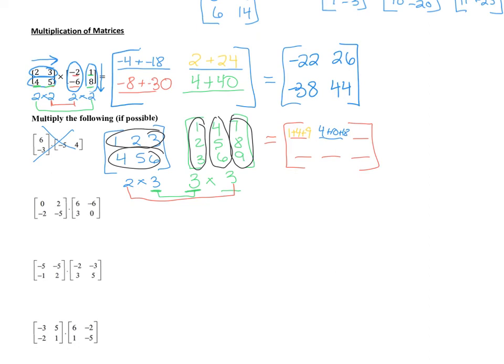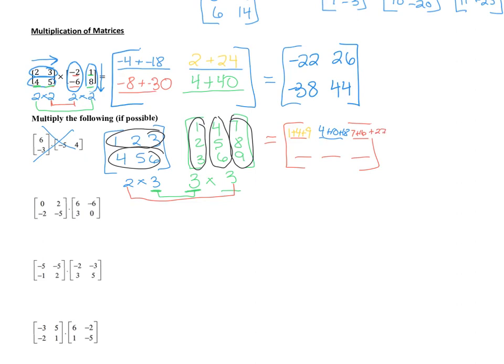Now to get the third spot, I'm going to do, again, the first row again, but by the last column of the second matrix. So I'm going to do 1, 2, 3 times 7, 8, 9. So 1 times 7 is 7, 2 times 8 is 16, and running out of room here, 3 times 9 is 27.